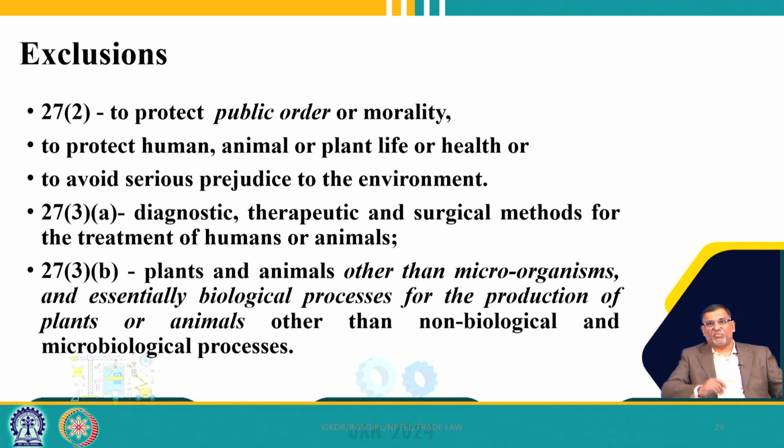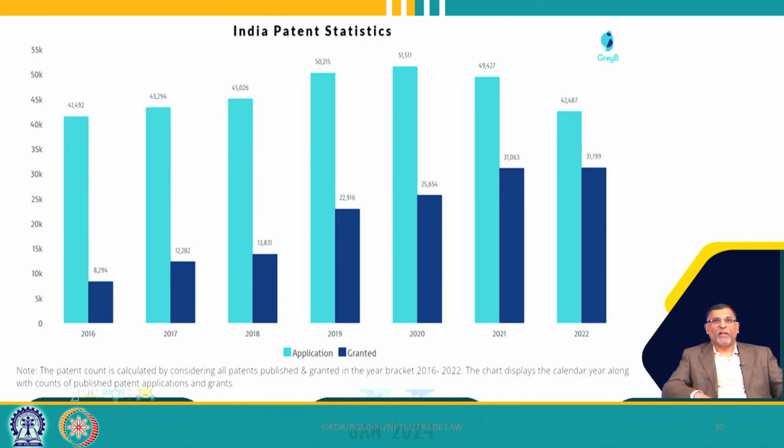So, what is patentable and what is non patentable? The subject matter criteria and exceptions are mentioned under 27. If we come to India, you can see that the application numbers are going up, but not by much. This is a period of almost 6 years of data, which clearly shows that there is not much progress in the number of applications. It is 40 to 50,000 and again it is dropping to 42,000. If you look at 2016 and 2022, there is not much variation in the number of applications.